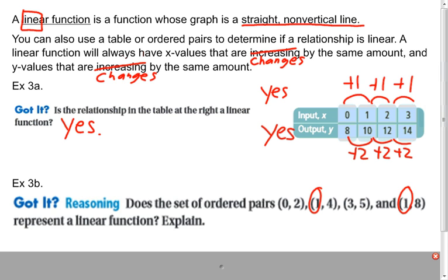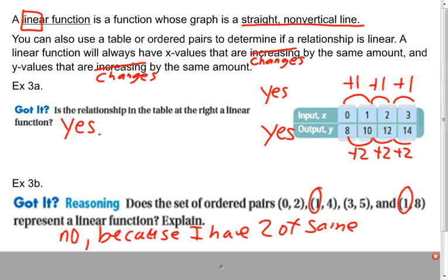So, does the set of ordered pairs represent a linear function? No, because I have 2 of the same x values. And I'm not allowed to do that.